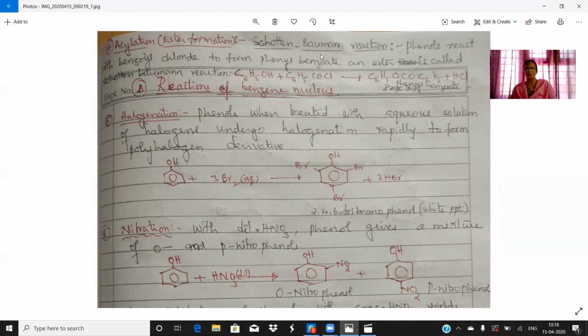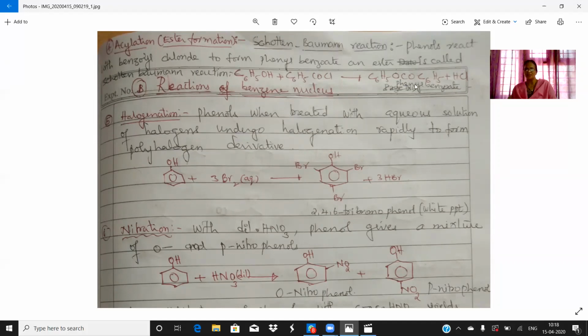So this is Schotten-Baumann reaction where phenols react with benzoyl chloride, that is an acyl chloride, which is aromatic acyl chloride, to form phenyl benzoate, an ester. This reaction is known as Schotten-Baumann reaction. Now let us see the equation. This is phenol. This is treated with benzoyl chloride, that is, on the benzene ring COCl is present. Benzoyl chloride. This combines with phenol to form an ester.